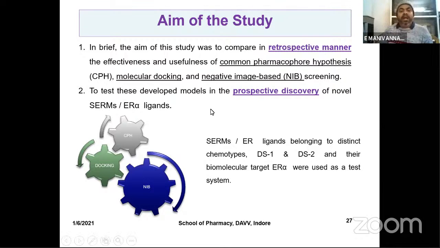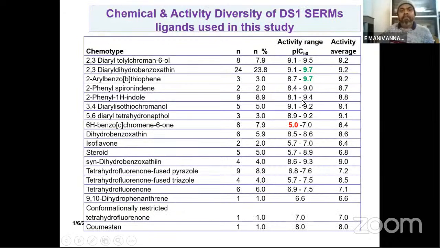So, three virtual screening strategies: common pharmacophore hypothesis, which is a ligand-based virtual screening strategy; molecular docking, a structure-based virtual screening technique; and the other tool is negative image-based screening. This is also a structure-based virtual screening approach. So for this purpose, we took a data set.